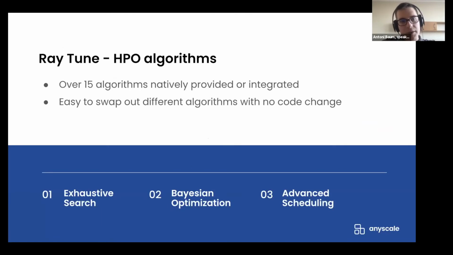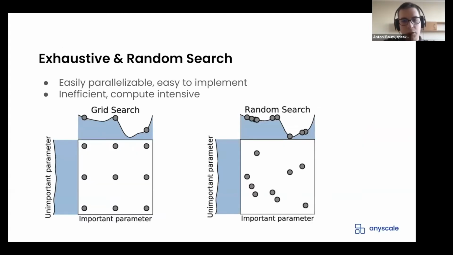So what sort of algorithms is RayTune providing? We have over 15 algorithms that are natively provided or integrated from other libraries, and it is easy to swap them out with minimal code changes. Let me give you a quick tour. So the simplest way to evaluate hyperparameters is to use exhaustive, also known as grid, or random search. In terms of grid search, we simply try out every possible combination of hyperparameters. And in terms of random search, we just sample the hyperparameter distributions randomly.